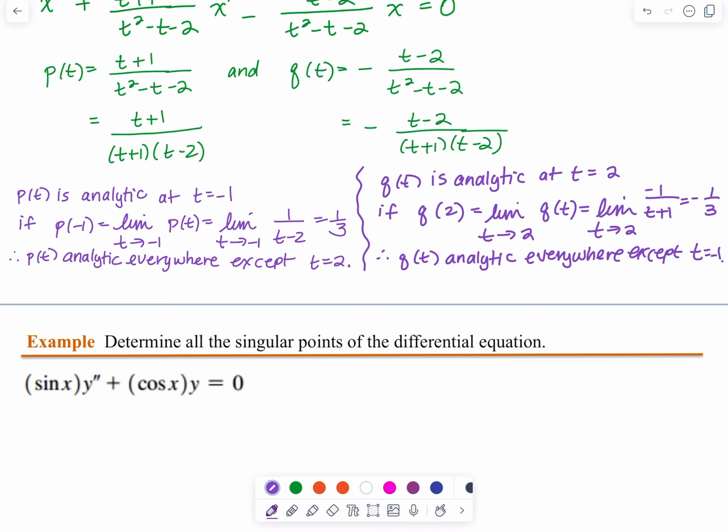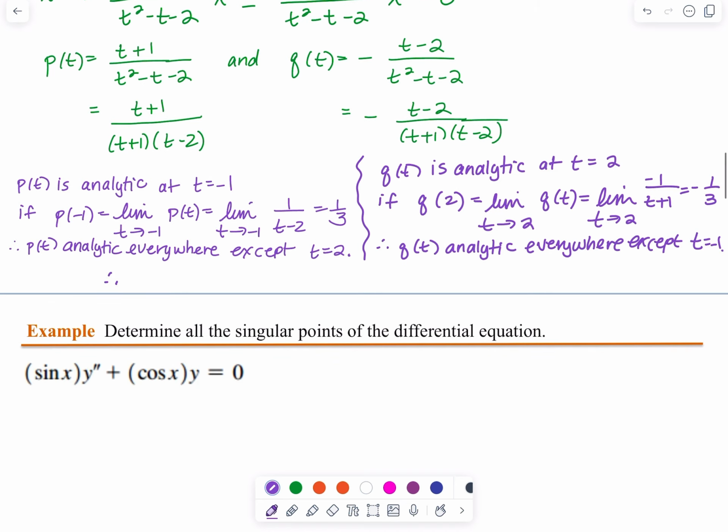So we put that together. So therefore, our differential equation has two singular points. And that would be t equal to -1 and t equal to 2.